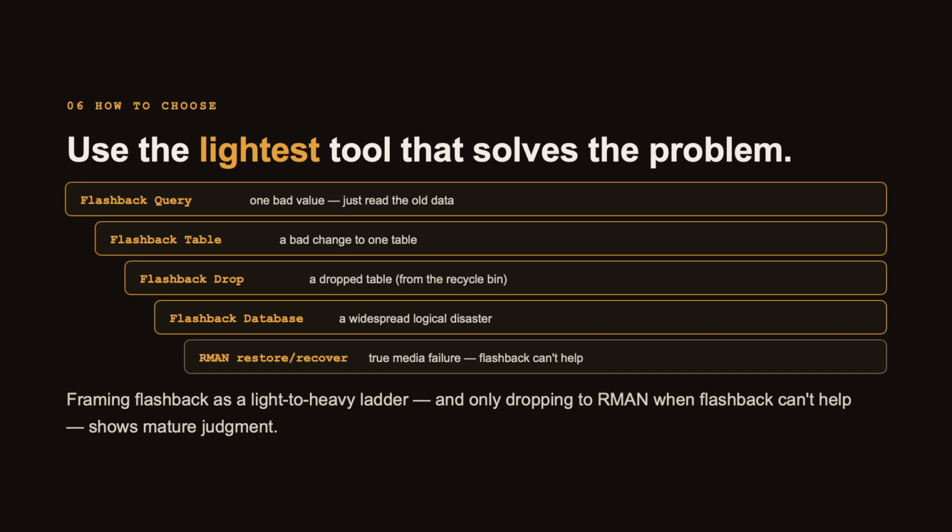Here's the single best way to talk about all of this in an interview, as a ladder, from light to heavy. For a single bad value, use Flashback Query to just read the old data. For a bad change to one table, use Flashback Table to rewind it. For a drop table, use Flashback Drop from the recycle bin. For a widespread logical disaster, use Flashback Database. And only when Flashback genuinely can't help, a true media failure, or the needed undo or flashback logs are already gone, do you fall back to a full RMAN restore and recover. That's the top of the ladder.